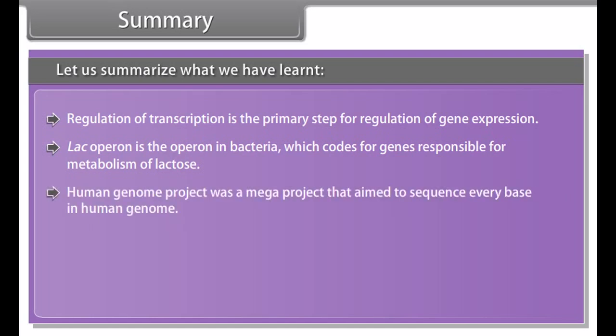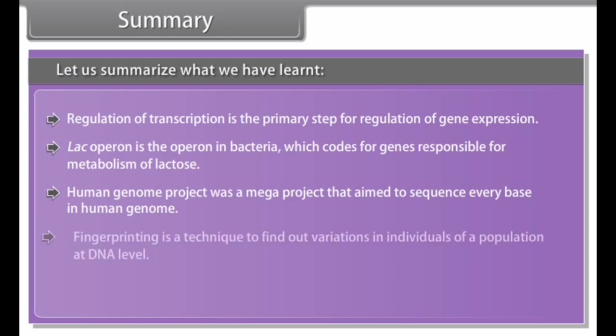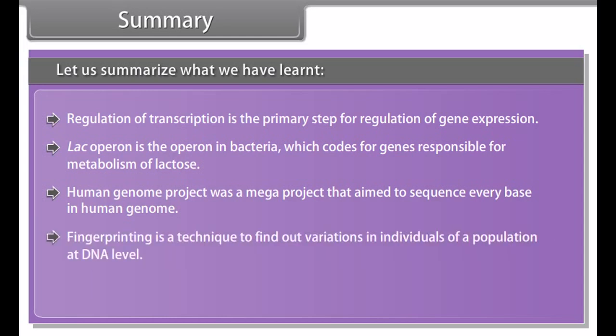The Human Genome Project was a mega project that aimed to sequence every base in the human genome. Fingerprinting is a technique to find out variations in individuals of a population at the DNA level. It works on the principle of polymorphism in DNA sequences.